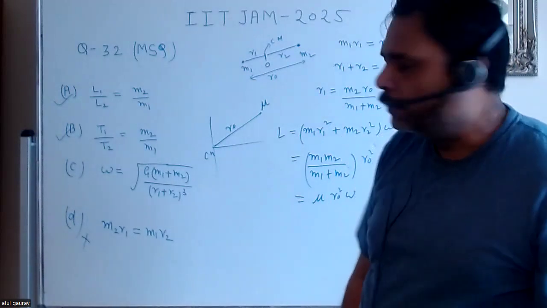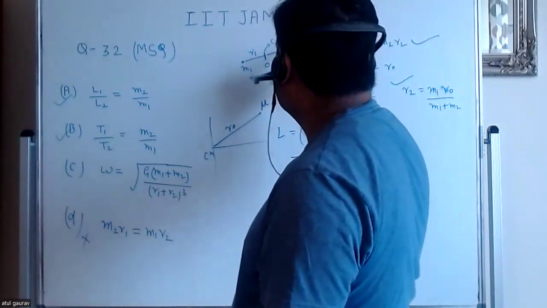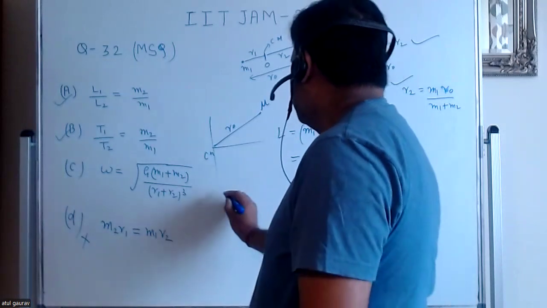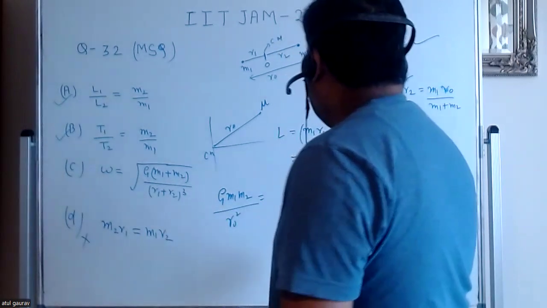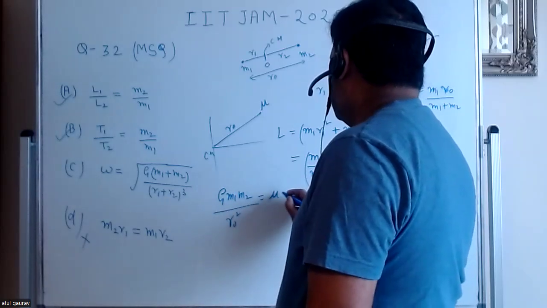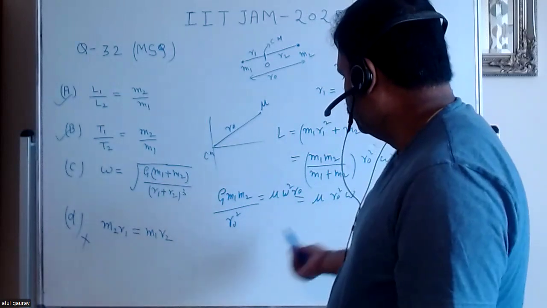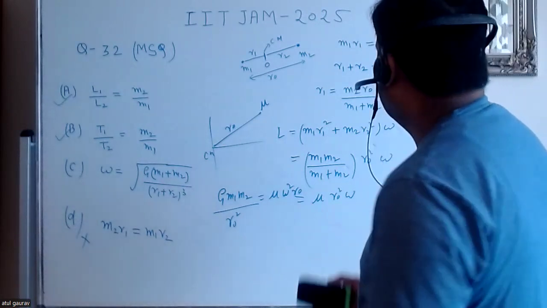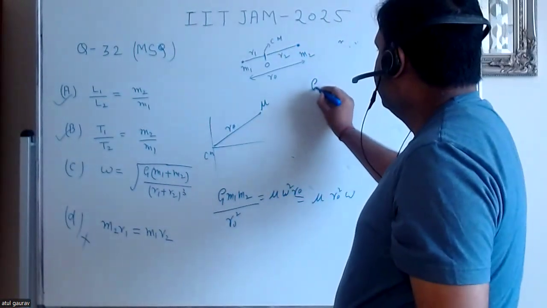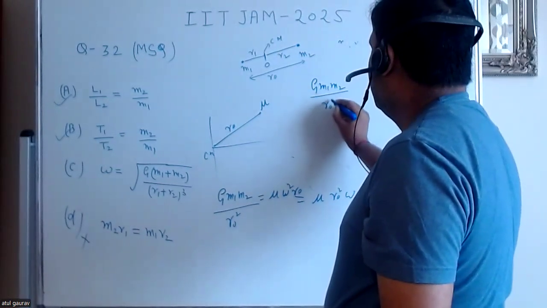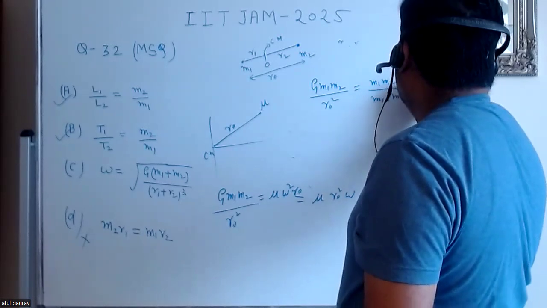So now we will go for the condition of circular orbit. What is the condition of circular orbit? The external force must be equal to the centripetal force. What is the external force? It is just the mutual gravitational attraction. So we have G m1 m2 upon r naught square is equal to mu omega square r, where r is omega square r naught, because we can assume this is my effective radius. Putting in the value of reduced mass, we get G m1 m2 upon r naught square is equal to m1 m2 upon m1 plus m2 omega square r naught.